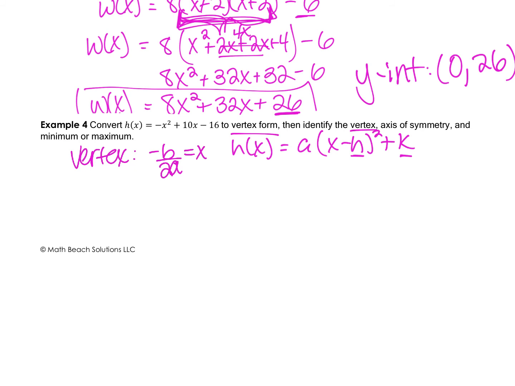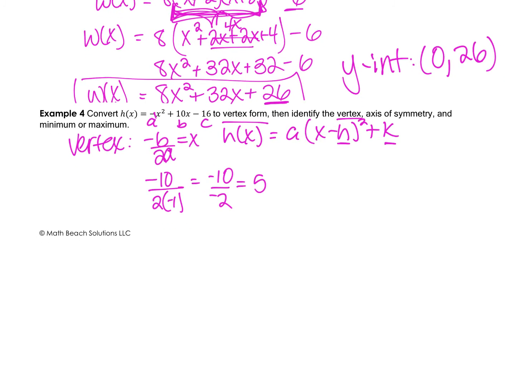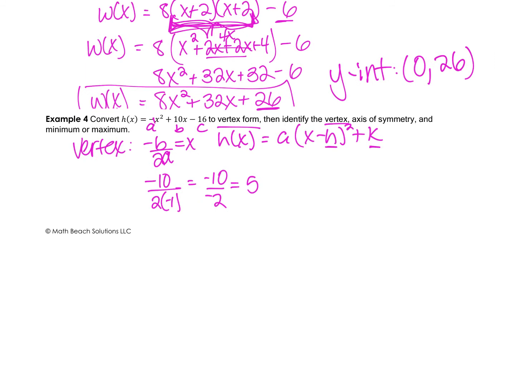So that would be negative 10 over 2 times your a, which is a negative 1. So negative 10 over a negative 2 equals 5. So there's the x value of the vertex. I want to find the y value. To find that, I'm just going to plug it in. So let's plug it back into this. I have a negative on the outside. I'm replacing x with 5.